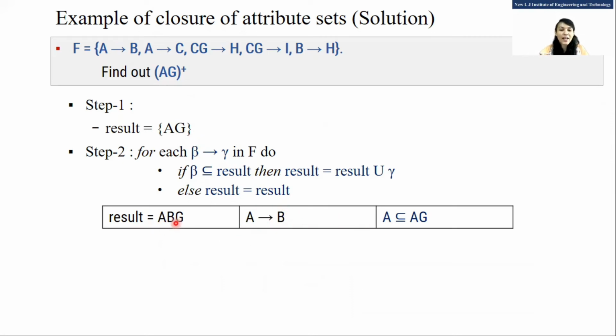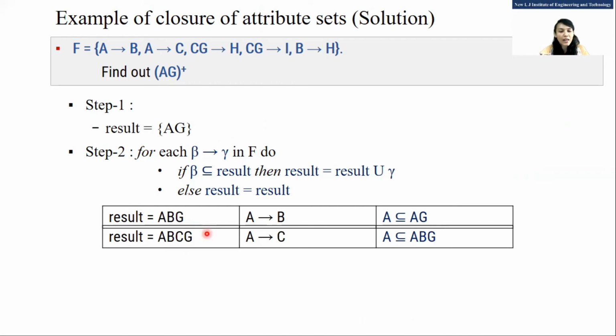So here we will have A, B, G. Why are A and G already there? Because we have the self-determination rule. A will determine A and G will determine G. So in AG plus, AG can determine AG. So AG will already be there. But apart from AG, the next attribute we are getting is B. So we are getting A, B, G.